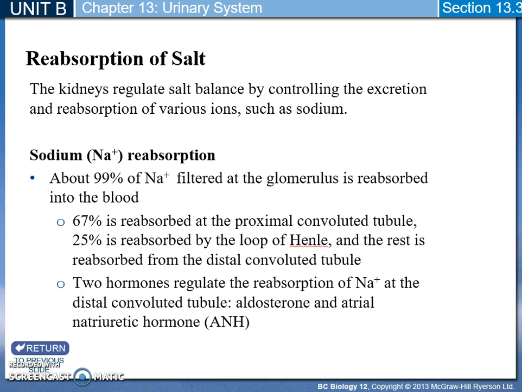So first, look at the reabsorption of salt. The kidneys regulate salt balance by controlling the excretion and reabsorption of various ions, such as sodium. Now, over 99% of sodium that's filtered at the glomerulus is reabsorbed into the blood. 67% is reabsorbed at the proximal convoluted tubule, 25% is reabsorbed by the loop of Henle, and the rest is reabsorbed by the distal convoluted tubule. Two hormones regulate the reabsorption of sodium at the distal convoluted tubule, and those are aldosterone and atrial natriuretic hormone.